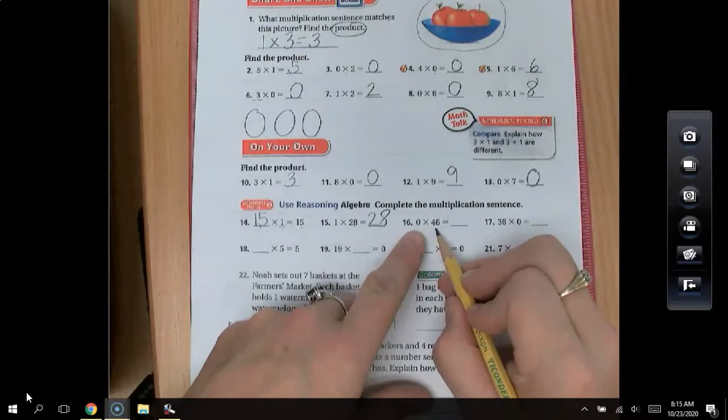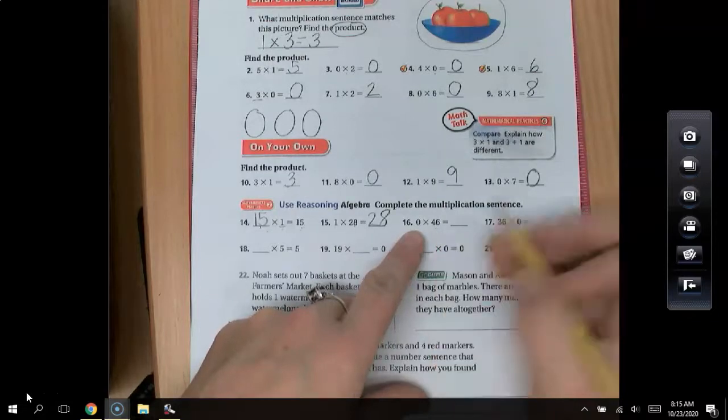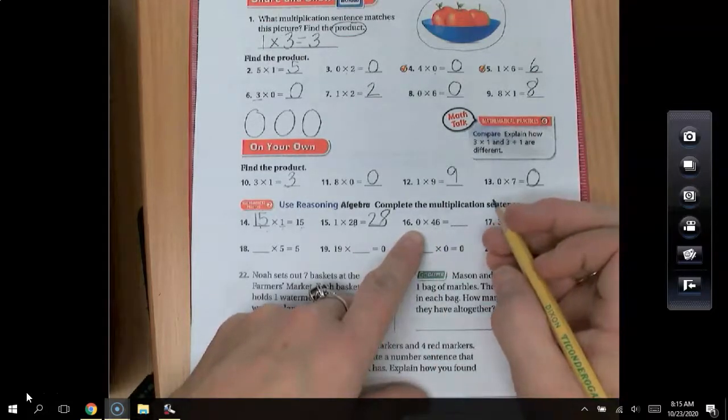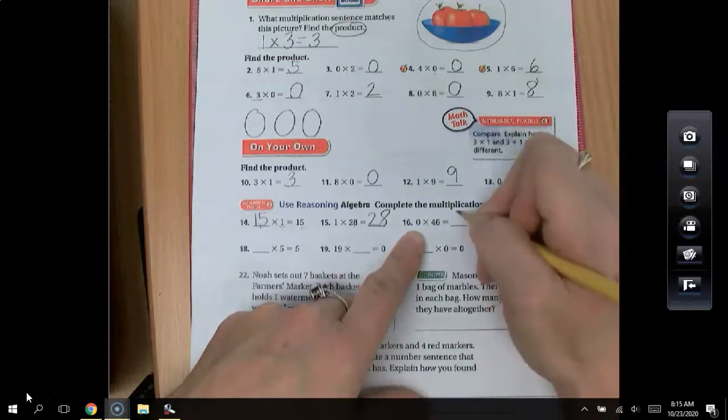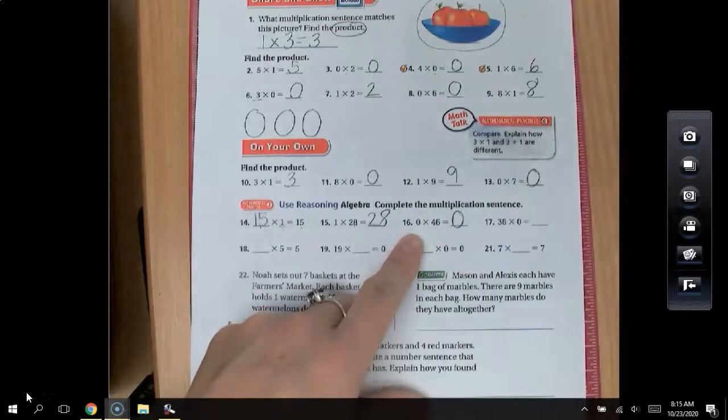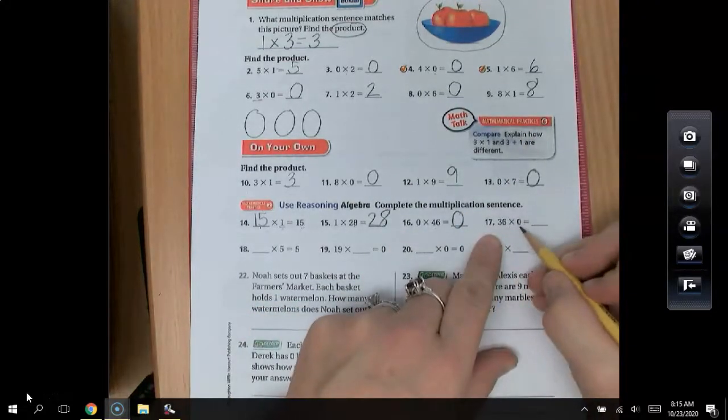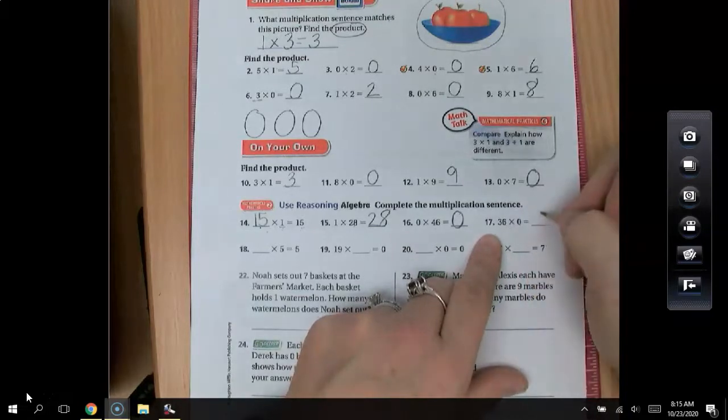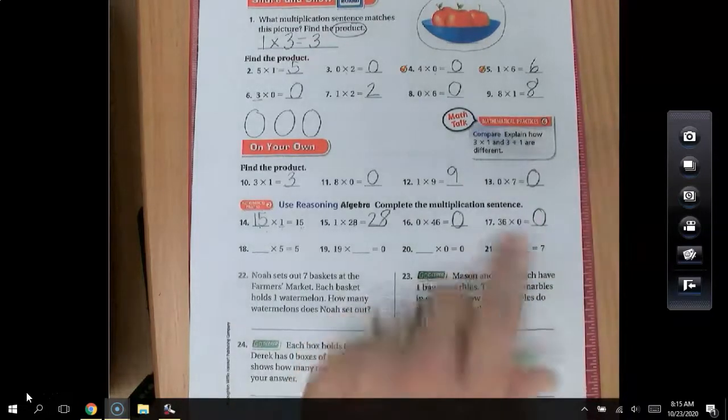0 times 46. We know that any number times 0 is always 0. 36 times 0 is, you got it, 0.